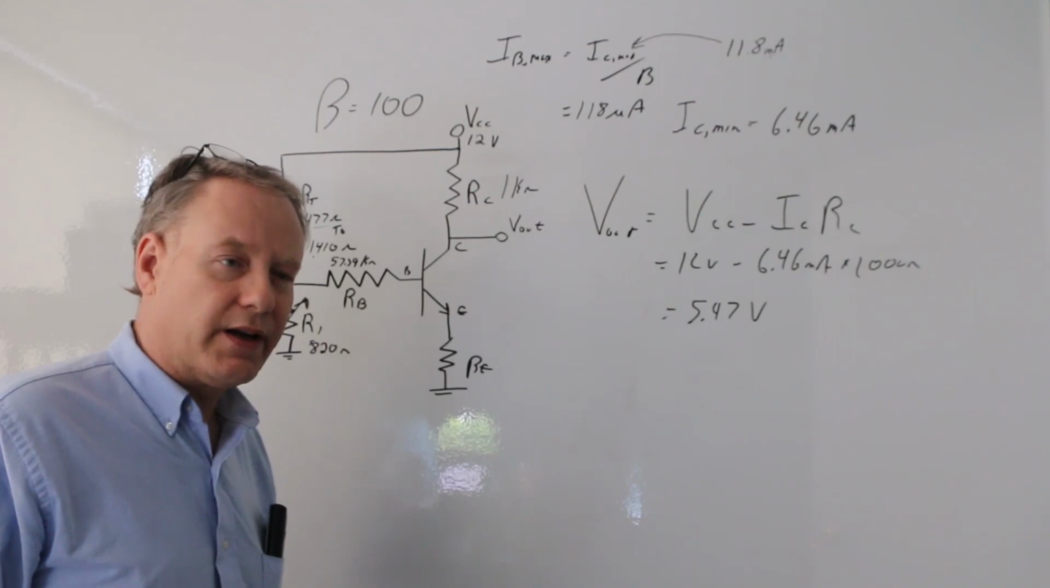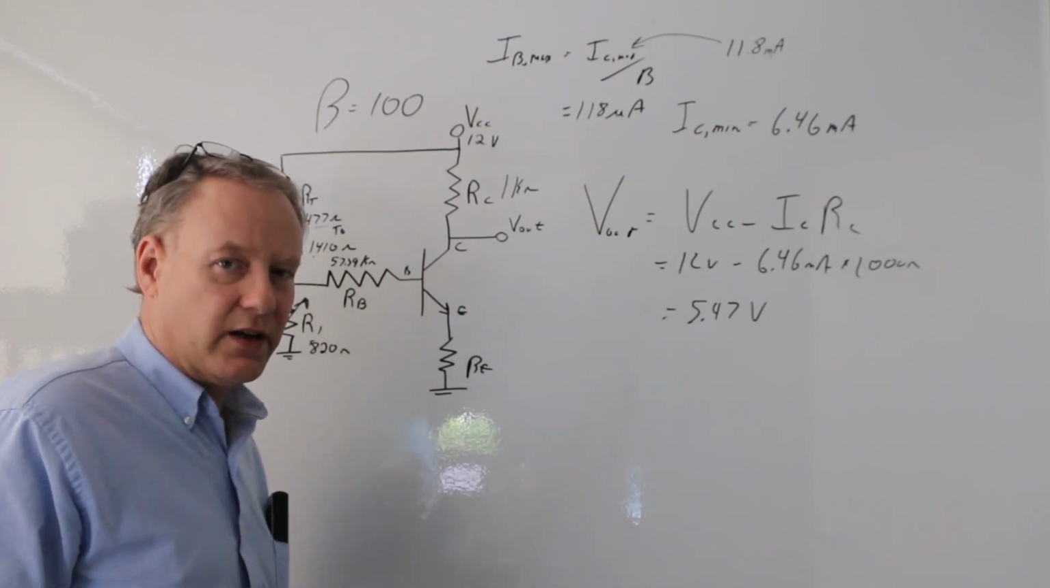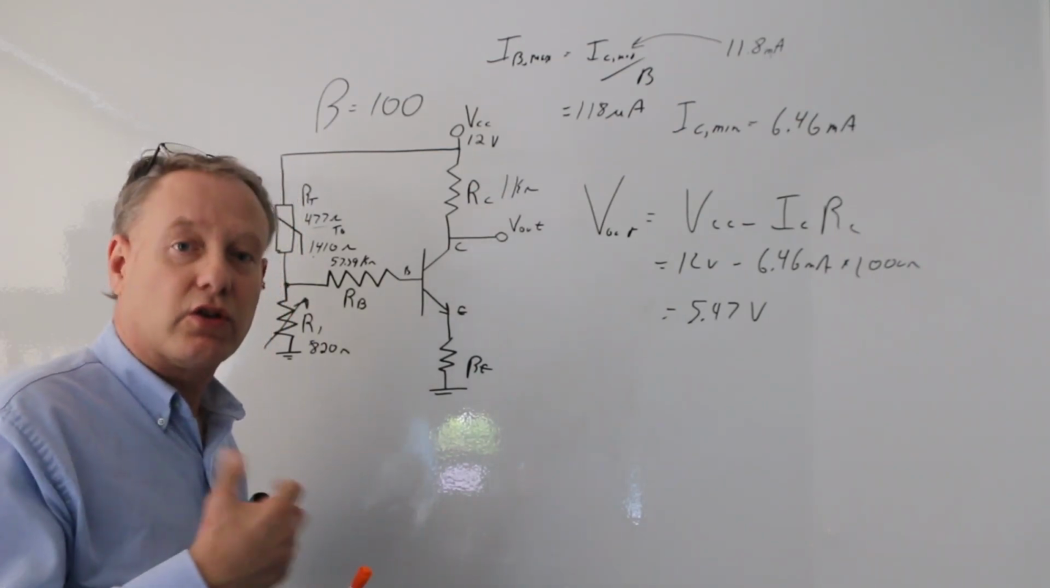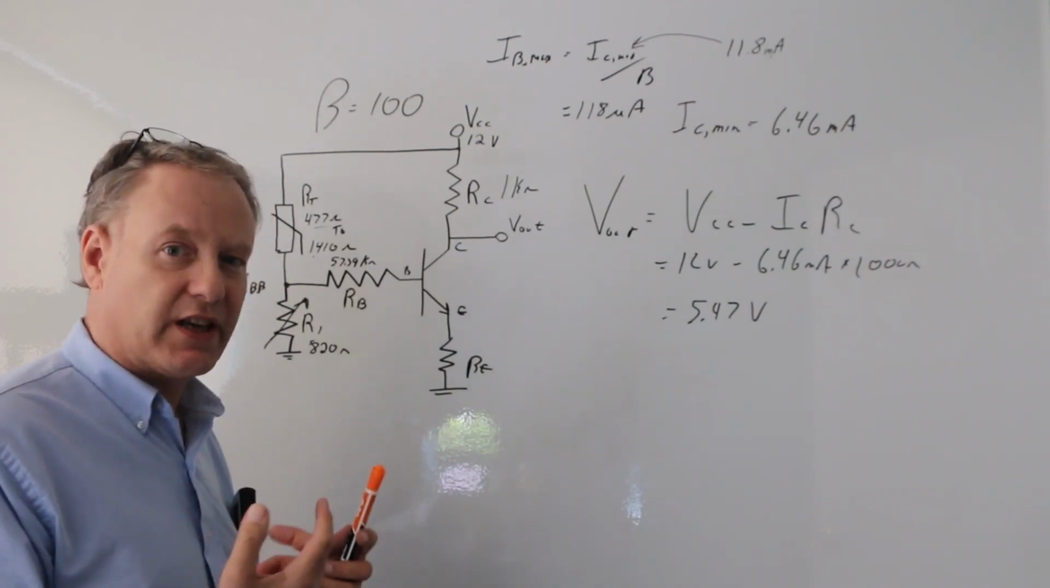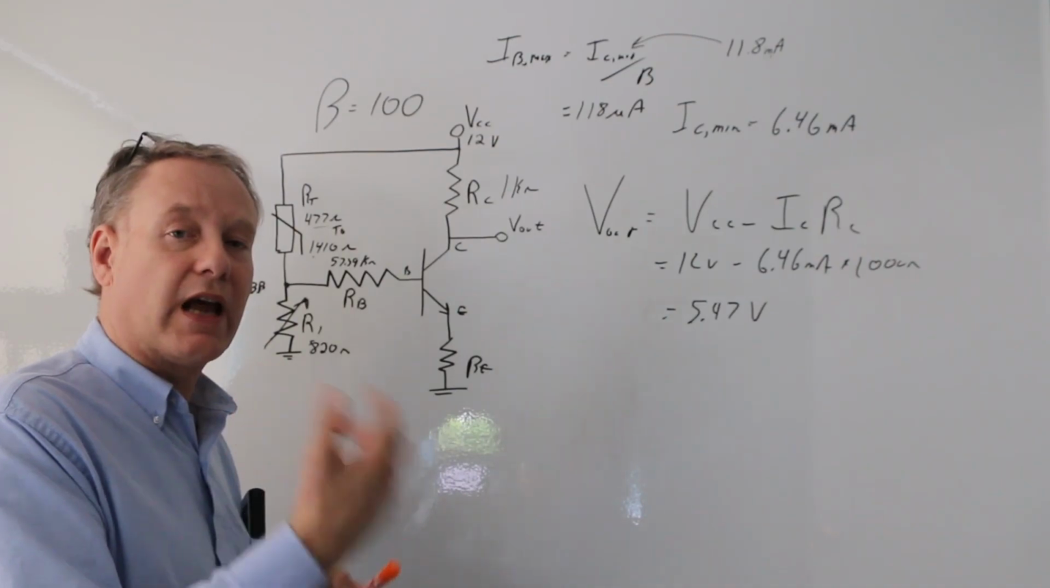Okay, let's go on to doing all of this over again with a potentiometer controlling the speed of a motor. So we're going to use an amplifier amplifying current. In this case, we were amplifying voltage. Now we're going to amplify current.